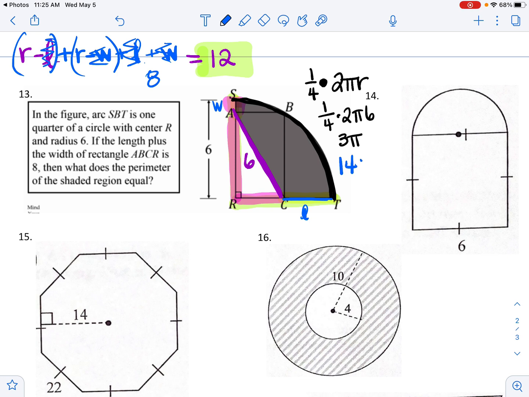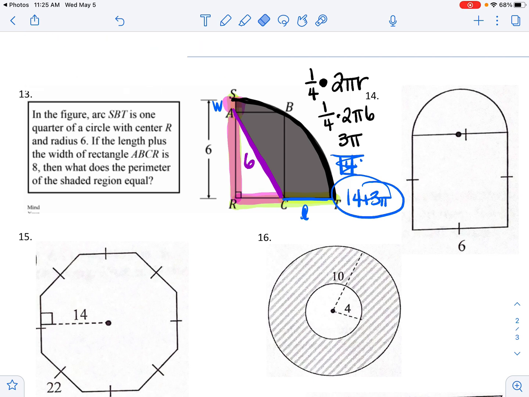So the total area is equal to 14 plus 3 pi, or total perimeter. I found it totally fascinating. Anyway, you have number 13 solved.